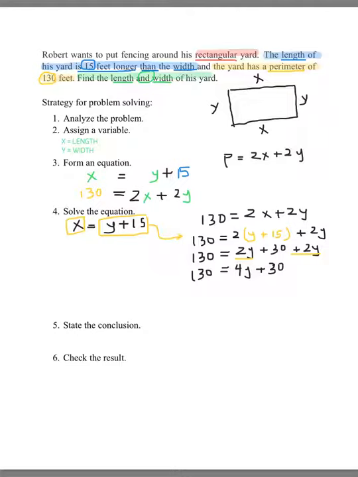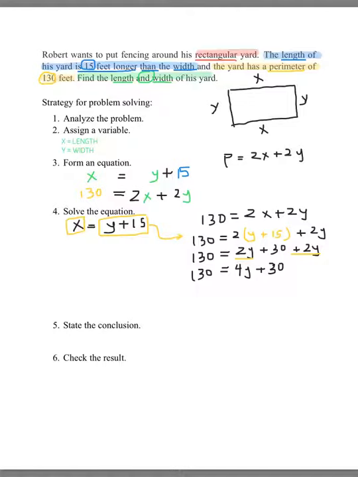So what we want to do here is we want to get the y again completely isolated and by itself. Right now we're multiplying it by 4. And then after we multiply by 4, we're adding 30. So what we're going to want to do is subtract 30 from both sides. So let me go ahead and write that down. So there we go. We subtract 30 from both sides. And now on the right hand side, the positive 30 and the negative 30 cancel each other out, leaving us with just 4y on the right hand side. And then on the left, the 130 minus 30 gives us just 100.